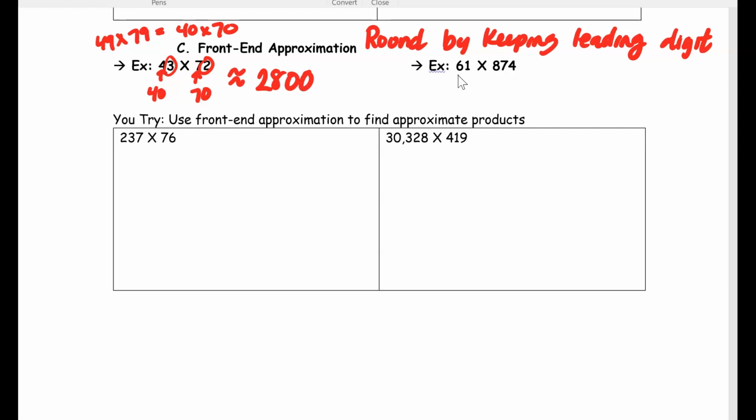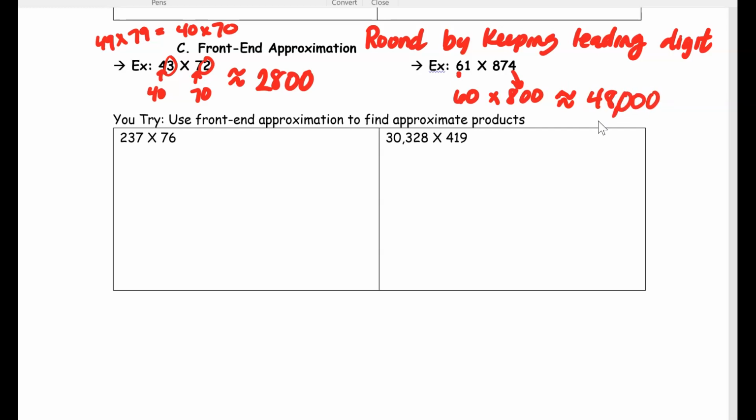Let's do this one. So this one we'd keep the 6. So 60 times 800. Okay, and again, the 800, we're rounding down considerably here, but this is just an estimate, and this makes rounding a little bit easier if younger kids are doing this. So 6 and 8 is 48 with 3 zeros. Okay, we're left with 48,000.